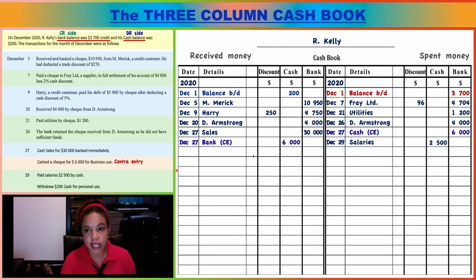Moving on. Withdraw 200 cash for personal use. Drawings is you're decreasing the amount of money that you have in the business for business use. So you put the date, the detail is drawings, and it was cash that you withdrew, cash in hand. So you go under the cash column and you're going to put the 200.